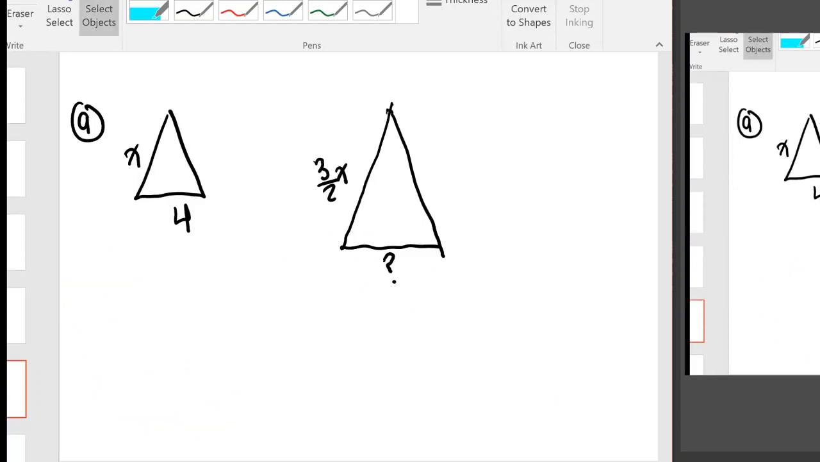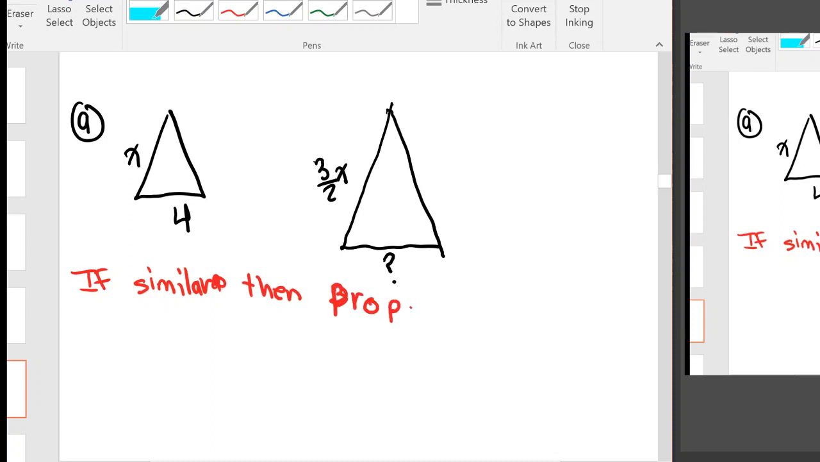Number 9, similar figures. Okay, they tell you that these 2 triangles are similar. So what you need to know is that if any shapes are similar, then they're proportional. Now with proportions, you want to keep things consistent. This is the big triangle, this is the small triangle. I always like to go big to small.